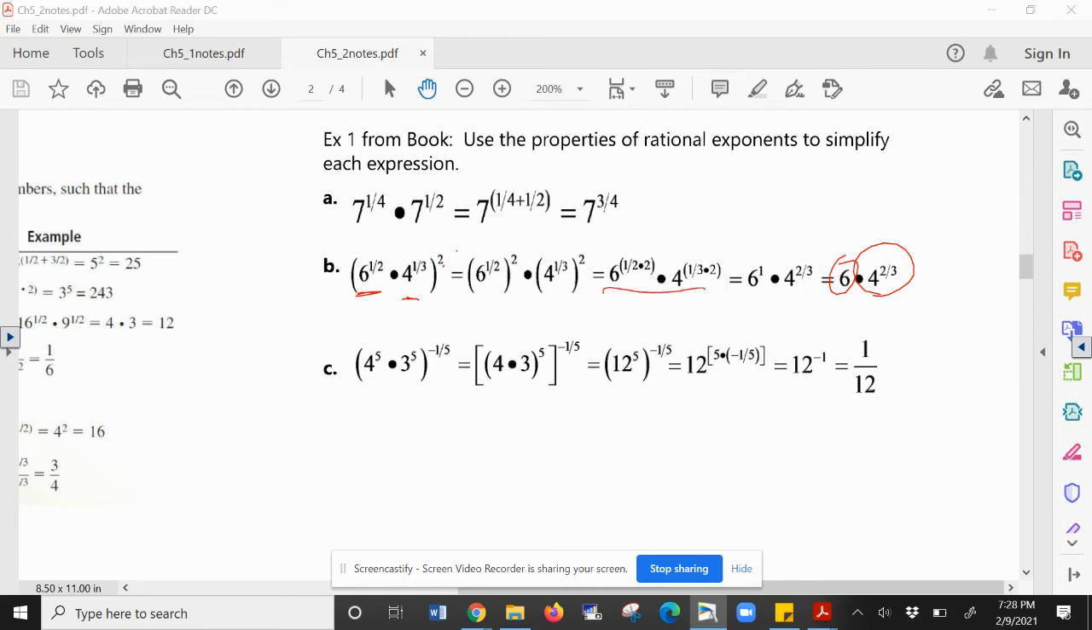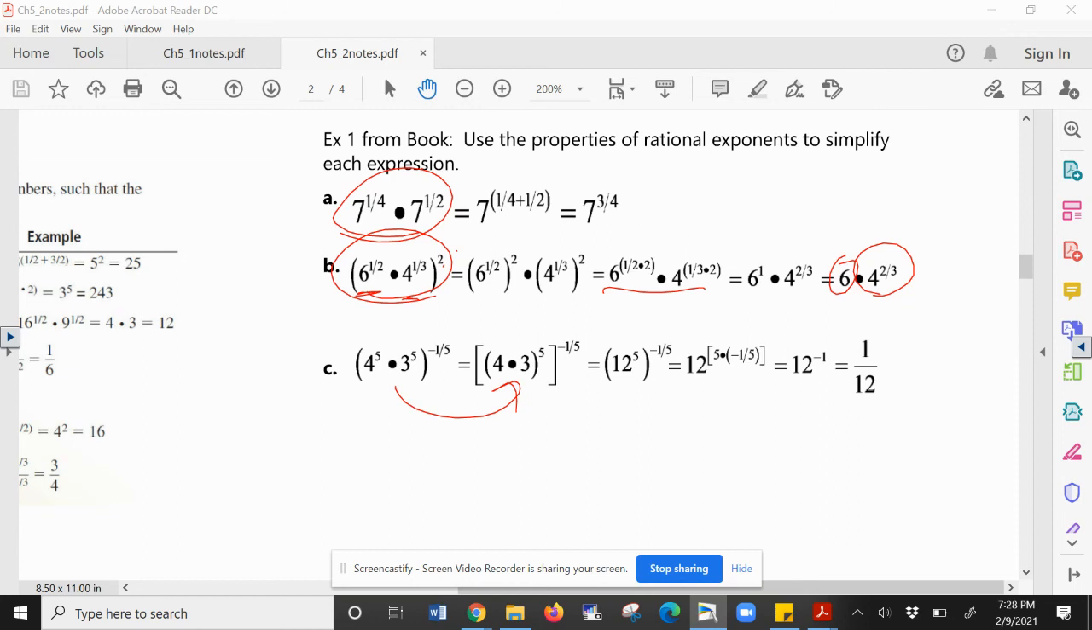But you can't combine these original problems. You can't combine the 6 and the 4 because they are two different exponents. If they were the same exponent like these, we could combine them, or the same base, right? If they're the same base or they're the same exponent, but not in this case. So this 4 to the 5th power and 3 to the 5th power, you see, now I can use a rule to get those together because they're both to the 5th power. So it's the same as 12 to the 5th power to the -1/5 power.